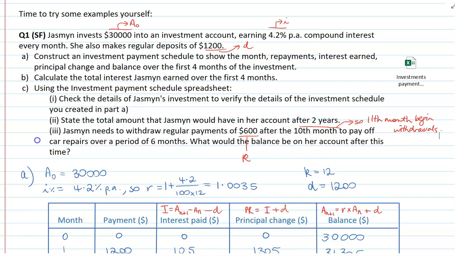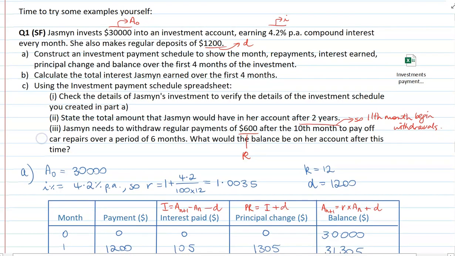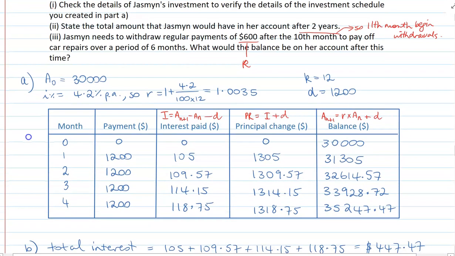She needs to pay off her car repairs for 6 months. We want to know what the balance on her account is after that 6-month period. Alright, so hopefully when you come to the question, you're always annotating the question, pulling out those important bits of information.